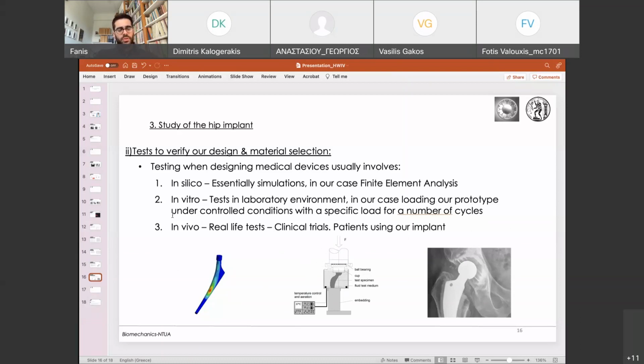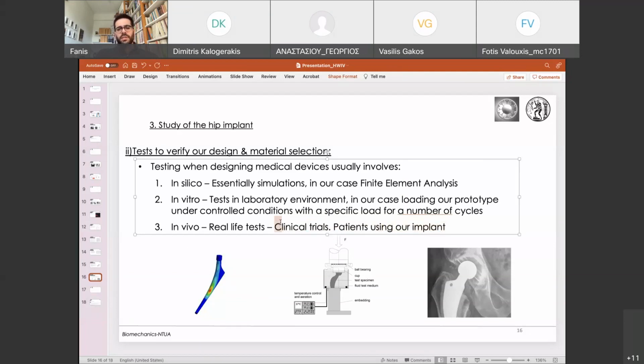And usually the last stage for medical devices is in vivo. That means real testing in human patients or in animals, depending on the medical device, on how risky it is. There are several stages. Usually you go first to animals, then you go to humans.